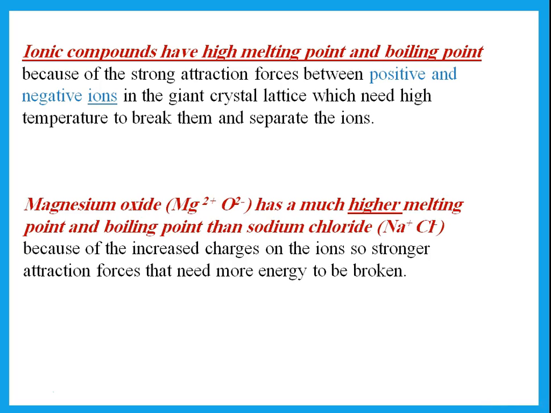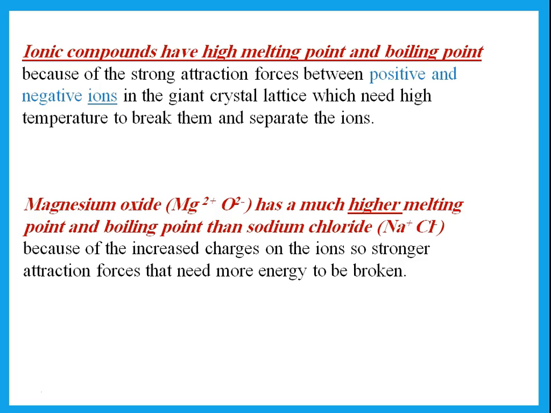Okay, but what if I am comparing something like magnesium oxide, which has 2 positives and 2 negatives, and something like sodium chloride, which has only 1 positive and 1 negative? Now, more charges means a higher melting point. So something that has 2 positives and 2 negatives will have a much higher melting point than something that has 1 negative and 1 positive. This is because the increased charges on the ions form stronger attraction forces that need more energy to be broken.